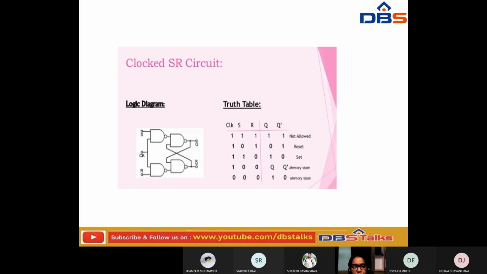If R is 0 and S is 0, then that will remain in the same state. The memory state remains the same. If S and R are both 1, then Q and Q dash will become the same, which is not allowed. Here also it will become 0 and 1, again 0 1. If it is 1 0, it is 1 0. It is the reset function and it is the set function. Okay, this is the logic diagram for the clocked SR circuit, and this is the truth table for the clocked SR circuit.